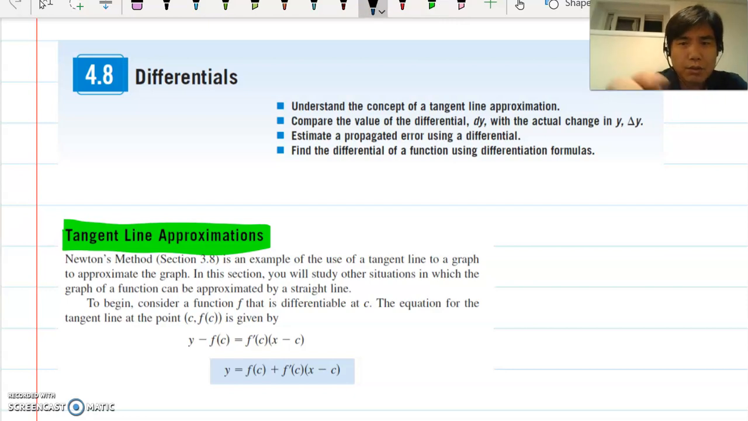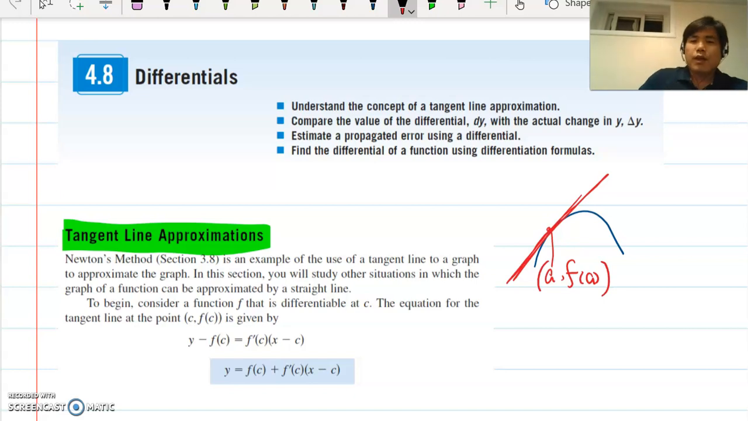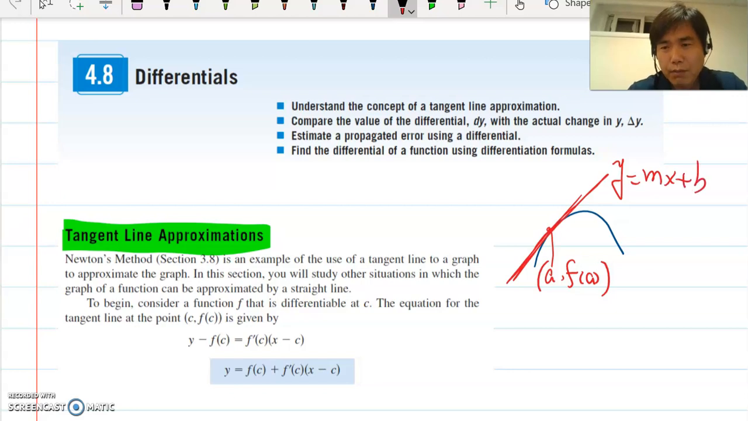You know that a tangent line means whenever you have any object here, it passes through just one point here, right? Something like that. Let's say this is maybe A, and then f(a) here. First of all, we can use differentiation to create that tangent line equation, right? Let's say we construct y equals mx plus b from here.